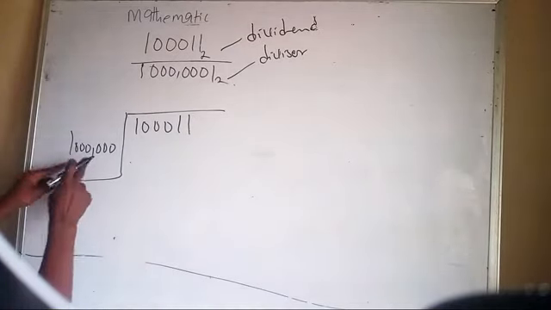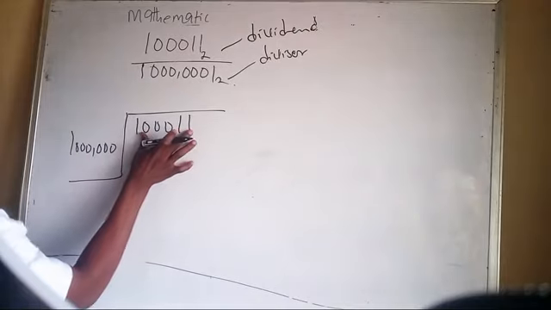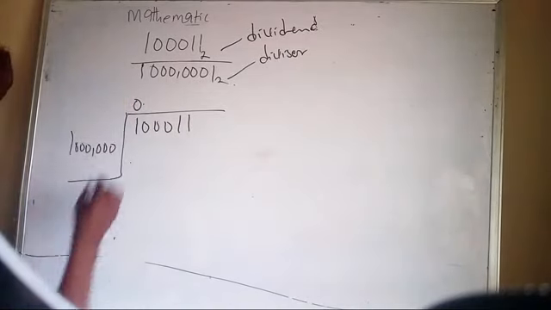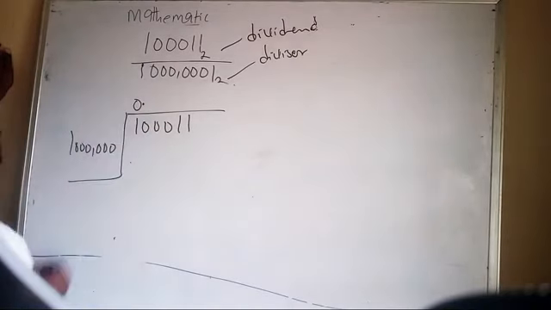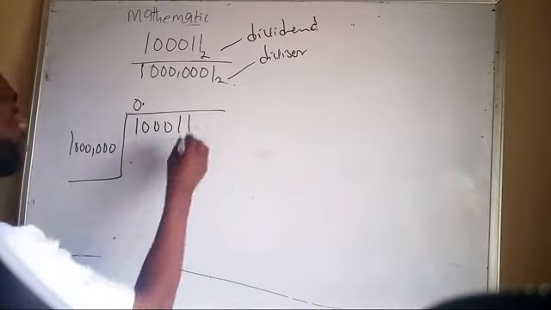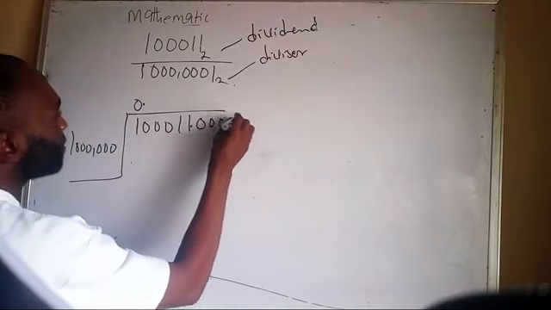Since we know that this is bigger than this, when you divide this by this, it's going to give you 0. So write 0. Now everything becomes a fraction, because we're going into the fractional part. So let's initiate the 0 here. Add your zeros.